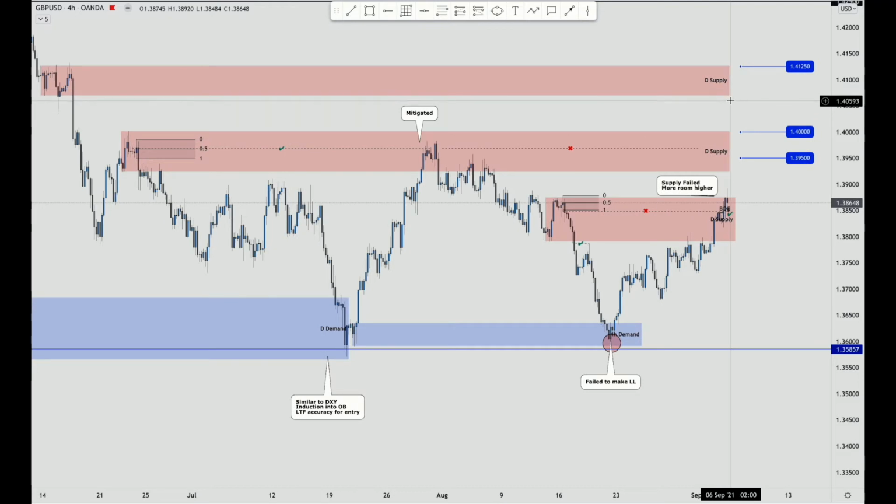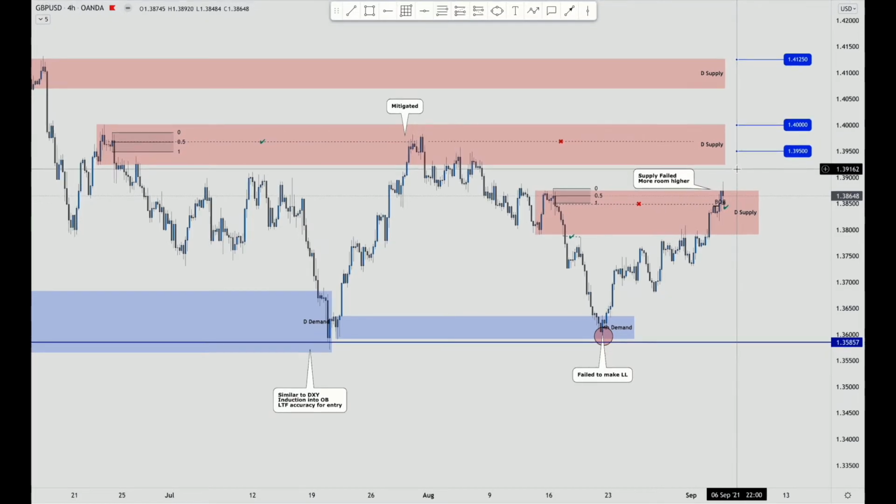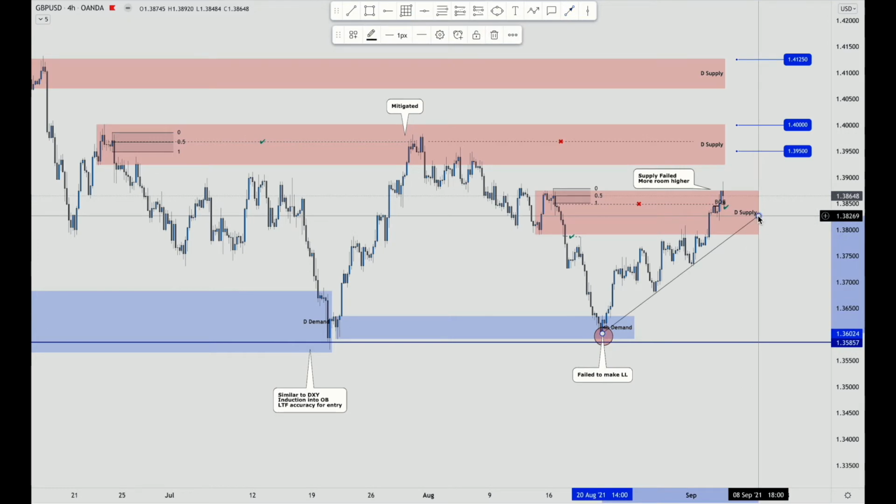The reason why that is because this most recent one, daily supply, has already been violated, okay? So the supply failed, and therefore we may have more room higher. The reason why it failed is because, nevertheless, we're still in an upwards trend.